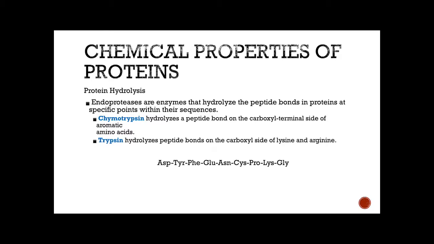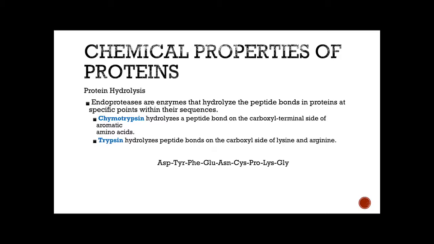We do have enzymes that will hydrolyze or break the peptide bonds at specific points within the sequences. These are called endoproteases. Two of them are listed here. We have chymotrypsin, and it will hydrolyze a peptide bond on the right-hand side, or the C-terminus side, of amino acids with aromatic side chains. And then trypsin hydrolyzes peptide bonds on the right side, the C-terminus side, of lysine and arginine.